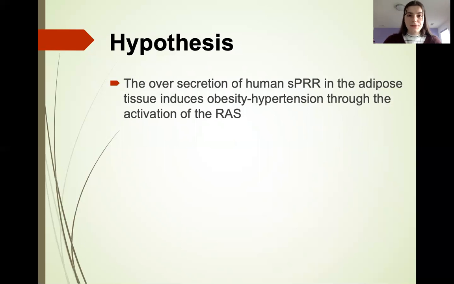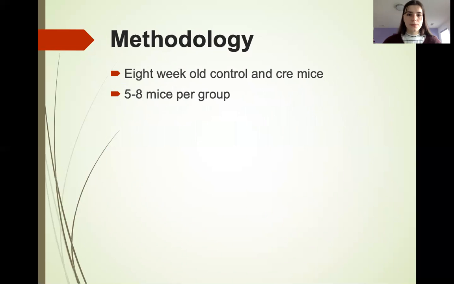And so my hypothesis for this was that the oversecretion of human sPRR, just to make it more local to us, in the adipose tissue induces obesity hypertension through the activation of the RAS.